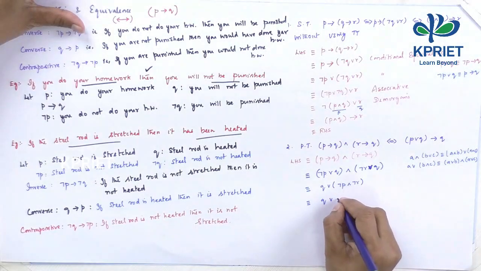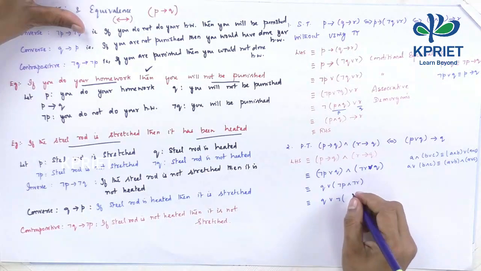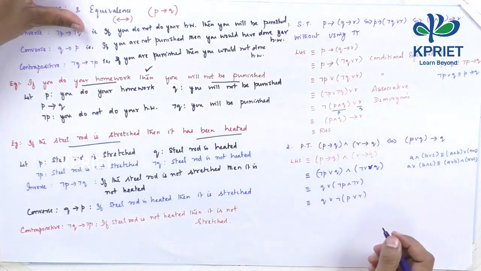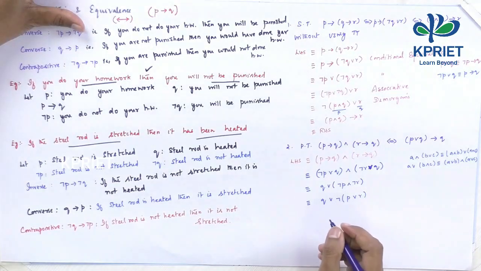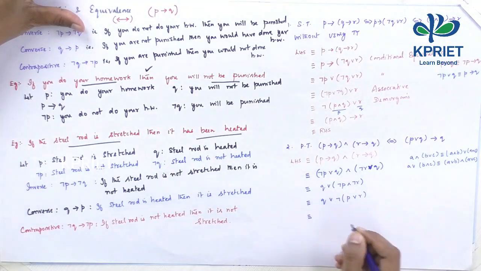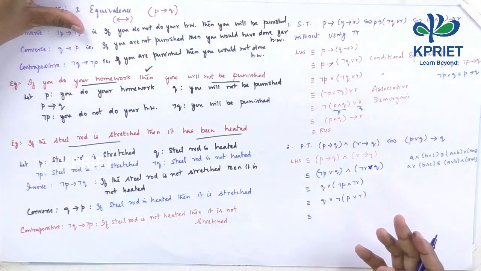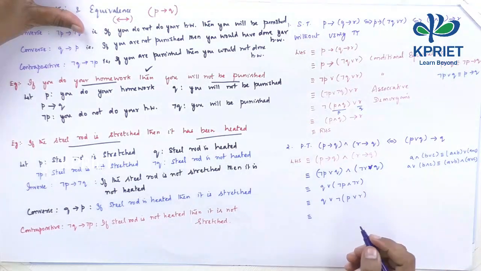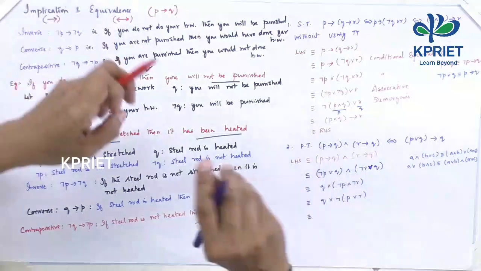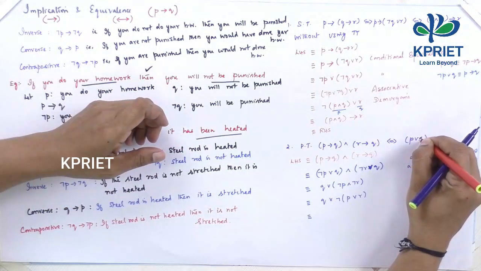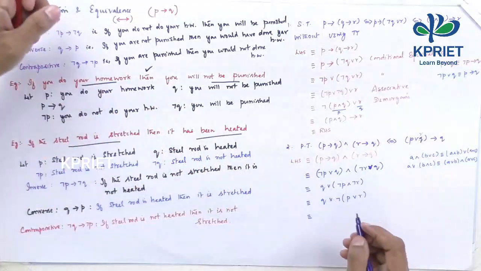I can apply De Morgan's and take the negation outside. If I take negate outside, I get this as P or R, right. P or R I am getting here. So now this is equivalent to, if I still want to simplify this, I can simplify. Sorry, in this case we should have it as R, not as Q, it should be R.